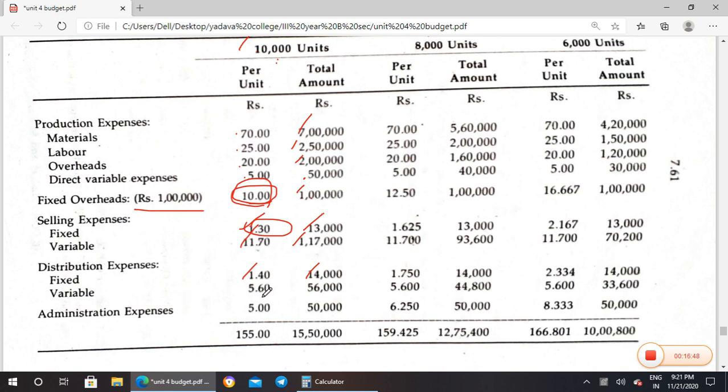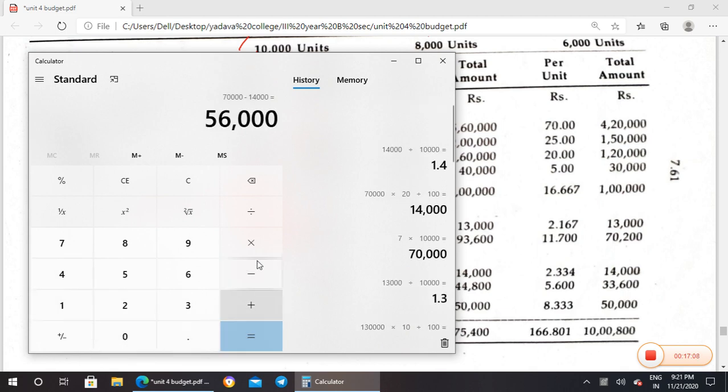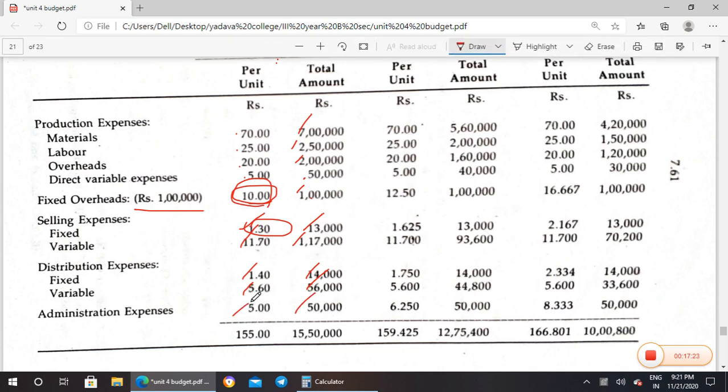0.14. The total is 70,000, and from it we deduct the fixed 14,000. 70,000 minus 14,000, you will get the remaining 56,000 as variable. Again we divide by 10,000 units, and you will get 5.60. Administration expenses, they have given 5 rupees, so 5 into 10,000, you will get 50,000 as the answer.